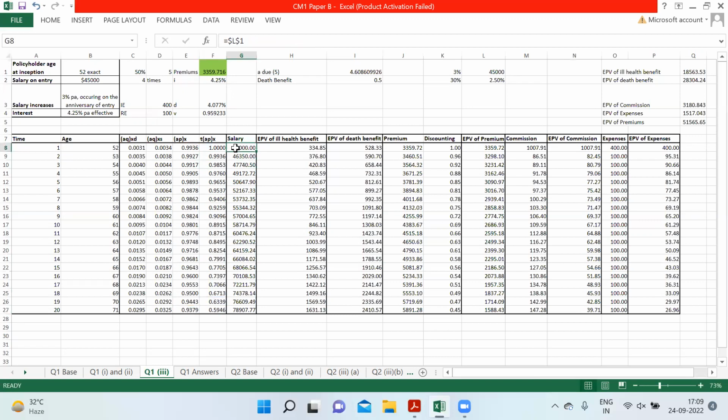Then we have the salary. Salary increases: 45,000 in the first year. Next year it is 45,000 into 1 plus 3% to the power of time minus 1, which is the increase. Now, EPV of ill health benefits, it's an annuity certain of 5 years.